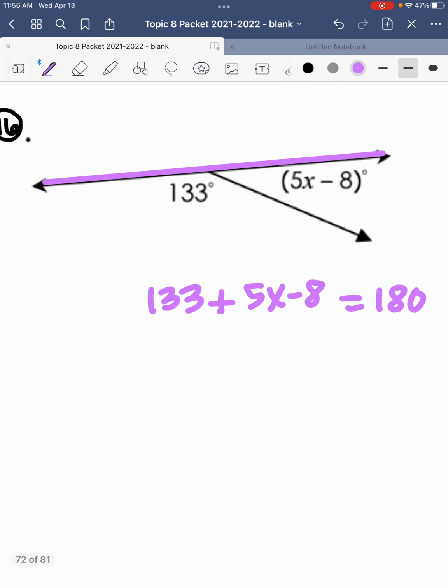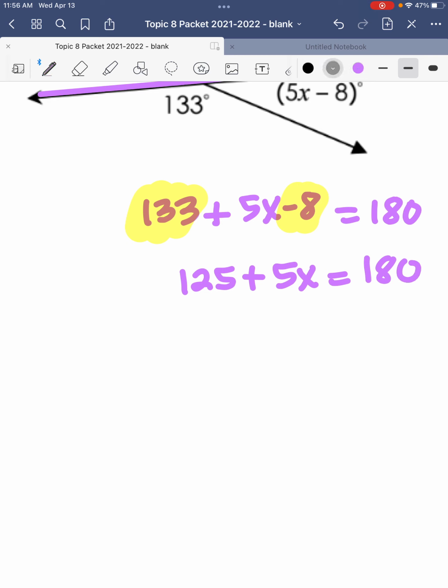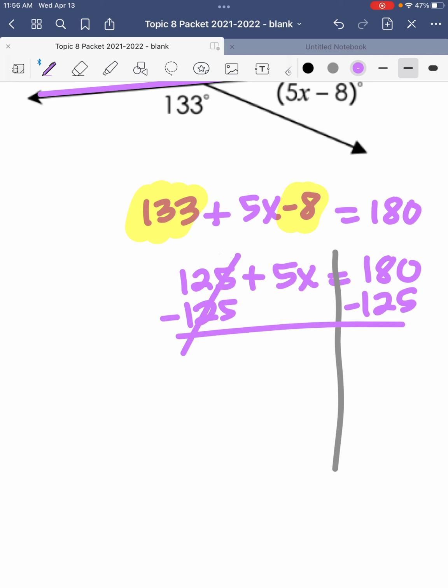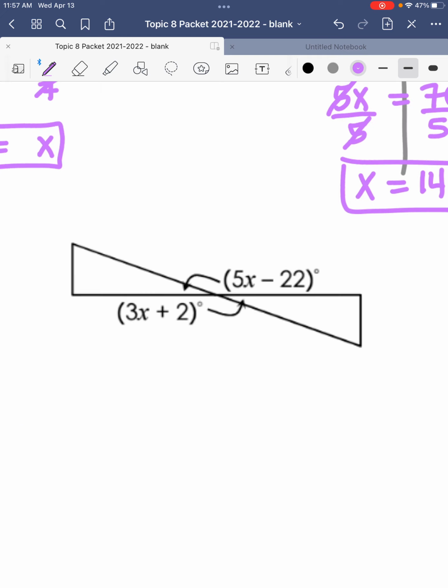equals 180. Now, I do have some like terms that I need to combine. 133 minus 8, I have to combine first. When I combine that, I get 125 plus 5x equals 180. Now, that's a normal two-step equation that we know how to solve. To solve it, we're going to subtract 125 on both sides. 125 cancels out. 5x comes down. And 180 minus 125 is 55. To get that x by itself, divide by 5 on both sides. So x equals 11.